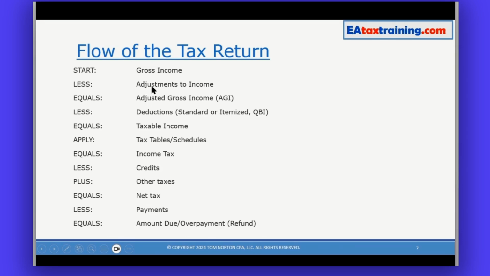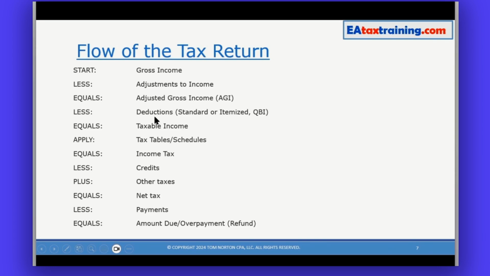So we start with gross income. Then we subtract what we call adjustments to income, and that leaves us with a very important number called adjusted gross income, or AGI. You're going to hear about AGI a lot because many sections of the tax code refer back to adjusted gross income. So you're going to want to become very familiar with that.